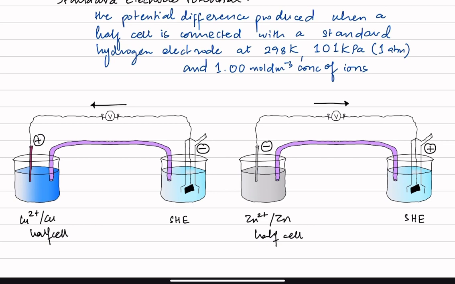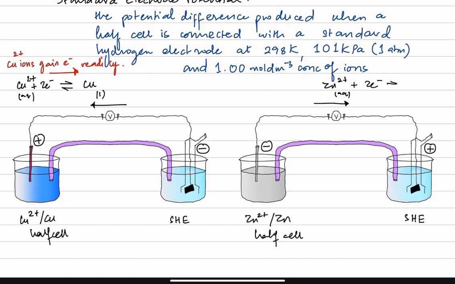On the left, the copper half cell is gaining electrons, but on the right, the zinc half cell is losing electrons. Why is that? Because when you look at the equilibrium established between copper ions and copper, that equilibrium tends to move towards the right. You can see the red arrow right now, it's written correctly. The copper ions want to gain electrons. The copper ions gain electrons readily. And when they gain electrons, they produce copper. And that is why the copper half cell keeps gaining electrons so that the copper ions can be reduced.